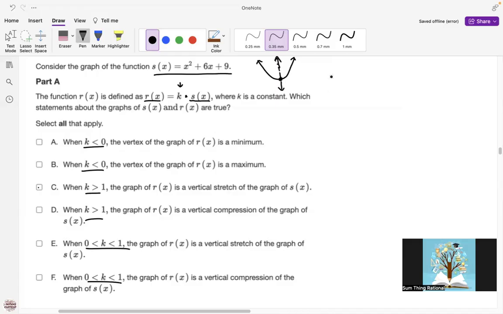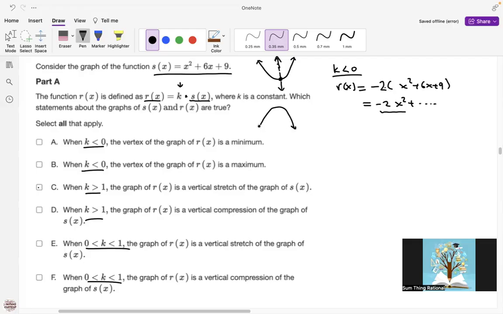So let's start with when k is less than 0. When k is less than 0, r of x is the negative version of x squared plus 6x plus 9. Okay, so k is less than 0. Any number you can choose, for example negative 2 or negative 3 or negative 4. But at the end, the quadratic function I will obtain starts with a negative leading coefficient. So when a quadratic starts with a negative coefficient, you can guess what kind of graph that is. So I heard you, it is upside down.